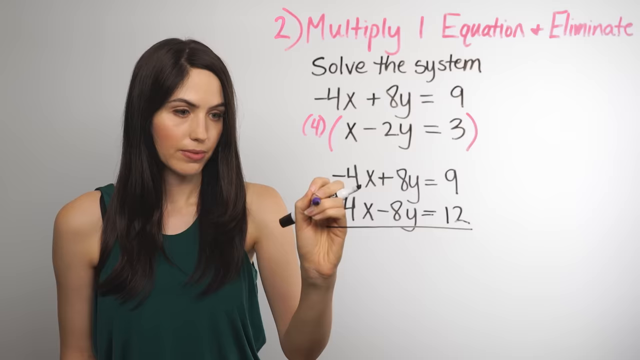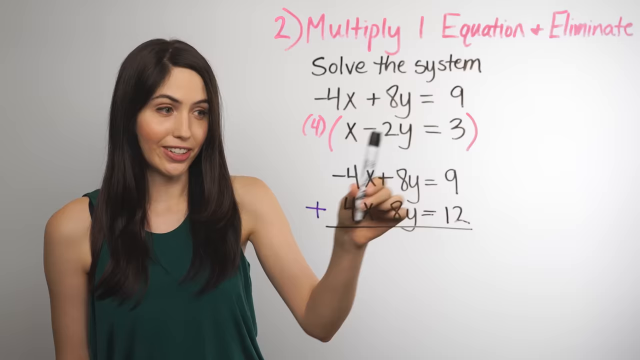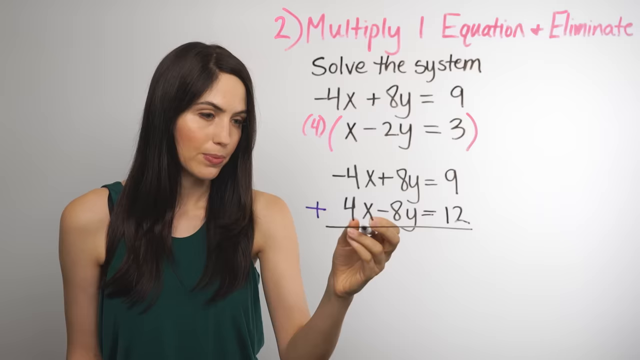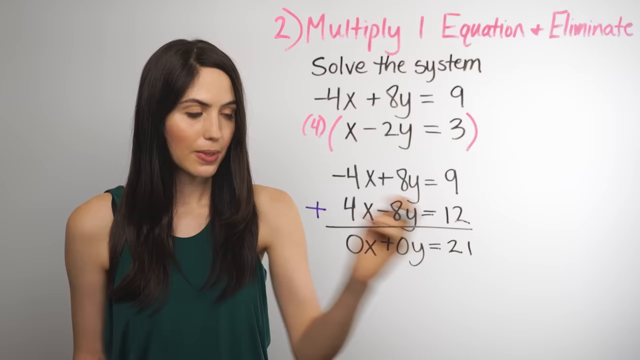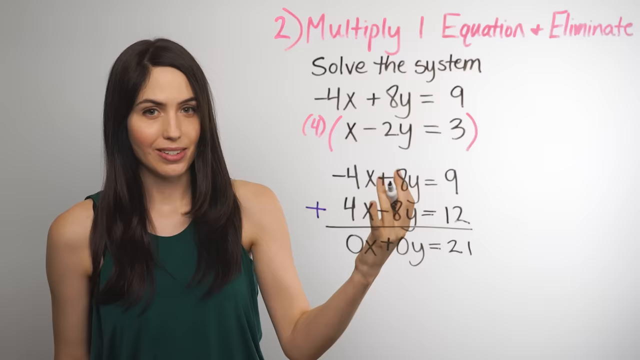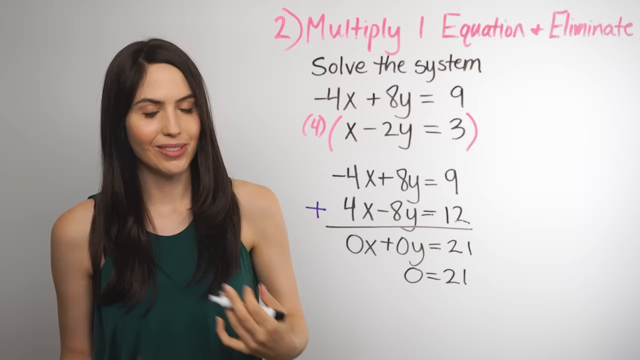We're going to add the equations vertically. So negative 4x plus positive 4x is 0x. Positive 8y plus negative 8y is 0y. And 9 plus 12 is 21. The 0x and 0y are just nothing, 0, so we can write 0. And we have 0 equals 21, which is really weird.